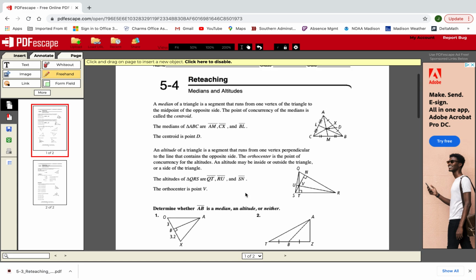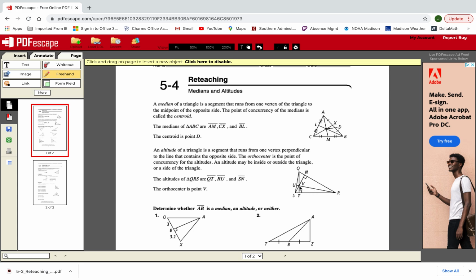The last two vocabulary terms for points of concurrency are altitude and orthocenter. An altitude of a triangle is a segment that runs from one vertex perpendicular to the line that contains the opposite side. And again, an altitude can be a perpendicular bisector if it bisects the side it hits. But the bare bones of an altitude is that it goes from vertex perpendicular to the side across from it.